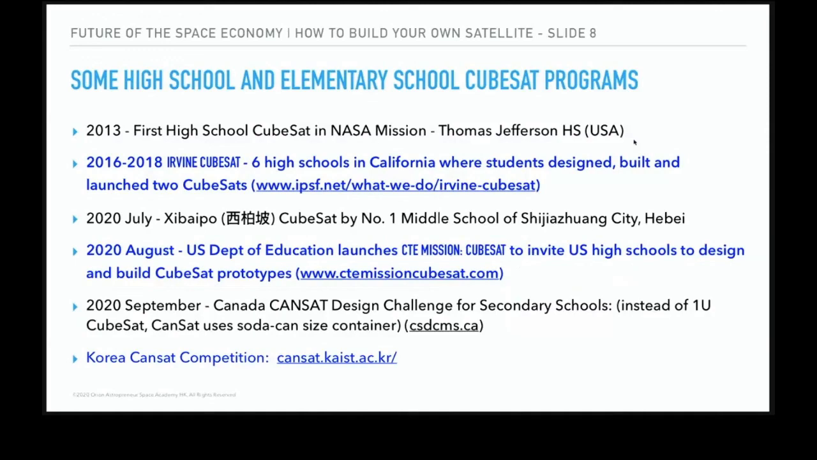In 2013, a high school in Virginia, USA, launched the first CubeSat in a NASA mission. From 2016 to 2018, in Irvine County in California, there were 6 high schools where students designed, built and launched 2 CubeSats. And this project was not run by the government. It was actually started by 2 dads who were interested in promoting CubeSat STEM education for their kids.